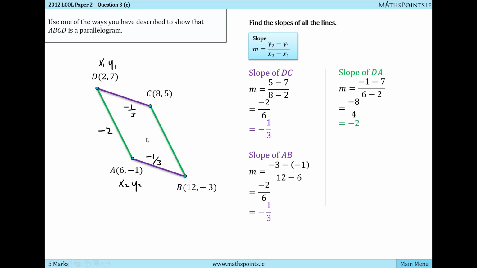We're now going to find the slope from C to B. So again, we're going to label the points x1, y1, x2, y2, and we're going to sub them into the formula. So y2 minus y1 is minus 3 minus 5 over 12 minus 8. On the top we have minus 8, and on the bottom we have 4. And again, we can see that this is the slope minus 2. So we've shown that opposite sides in this shape have equal slopes and thus are parallel, and therefore the shape is a parallelogram.